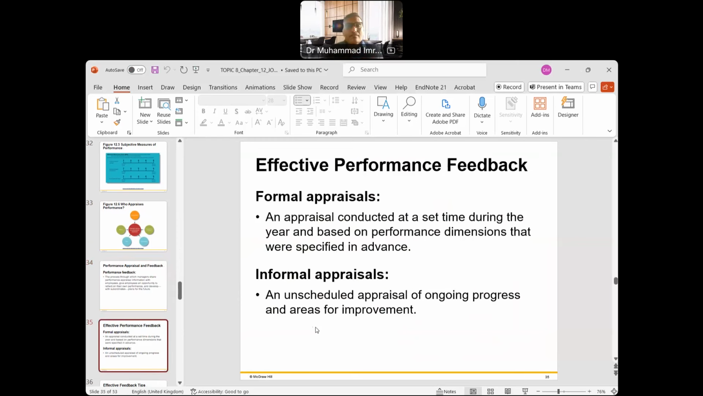Formal appraisal is conducted at a set time. In our case, for the lecturer, most components are set annually. They are appraising annually, but this annual performance appraisal also has an informal appraisal sometimes, like our correctors on punctuality of the work, and an unscheduled appraisal of ongoing progress and areas for improvement also.